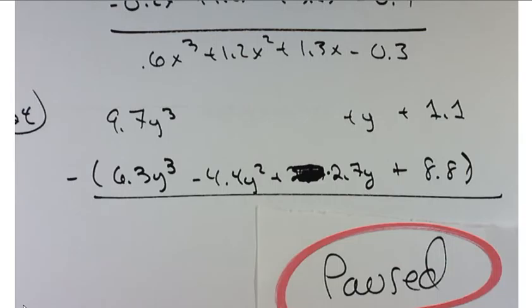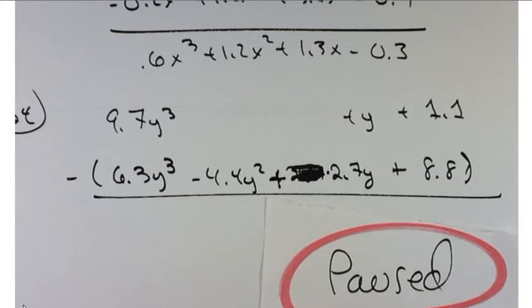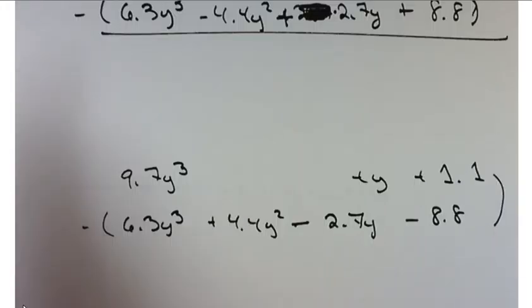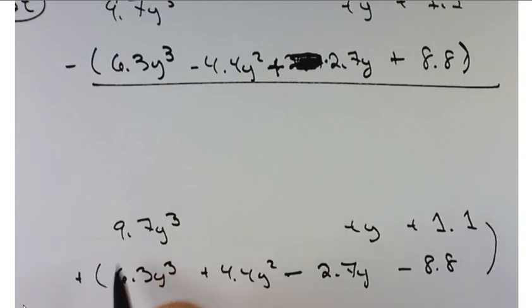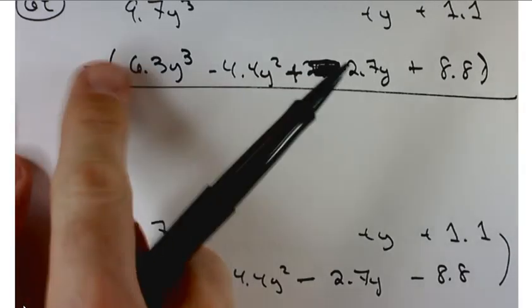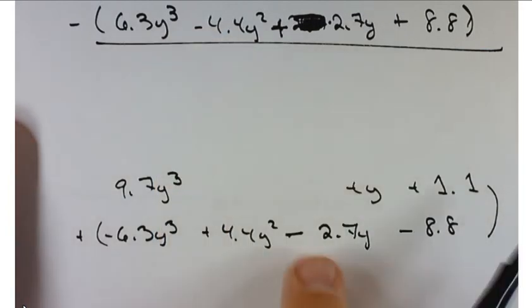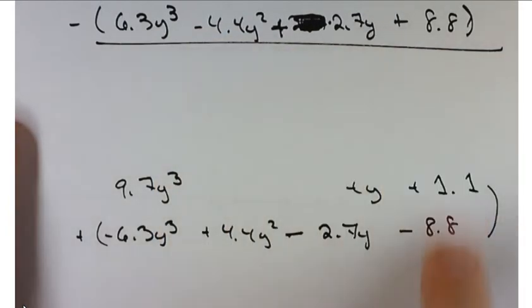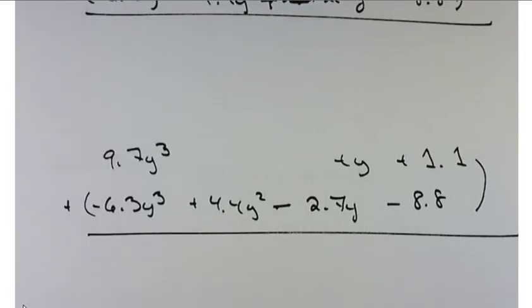Yeah, plus. Currently it's plus 2. Okay, so we need to distribute that negative sign. That's going to change all the signs here. So that'll be a minus 6.3, a plus 4.4, a minus 2.7, and a minus 8.8. The rest of it is just adding up like terms.